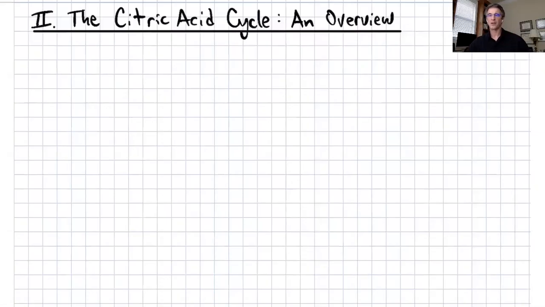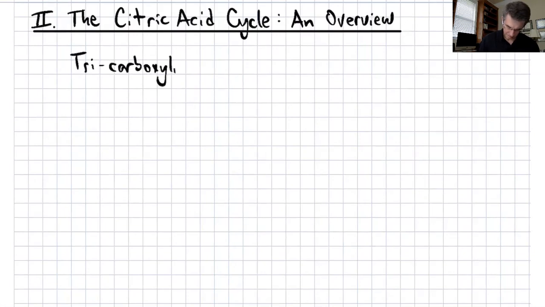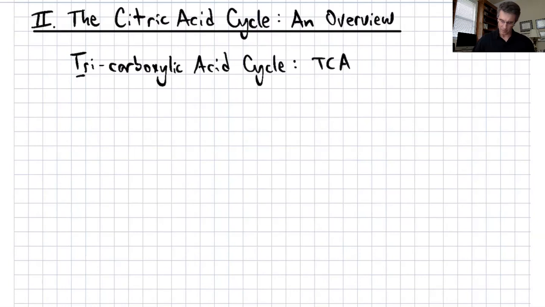All right, guys, let's talk about this remarkable metabolic pathway known as the citric acid cycle. This amazing sequence of events is known as the citric acid cycle in principle because of the central role that citric acid plays in it, but it's got some other names too. It's also known as the tricarboxylic acid cycle, or the TCA cycle for short.